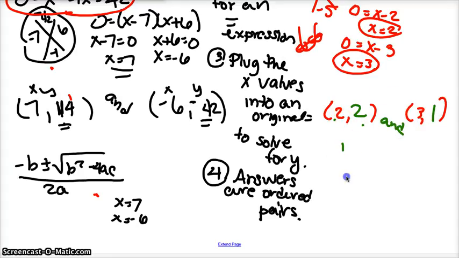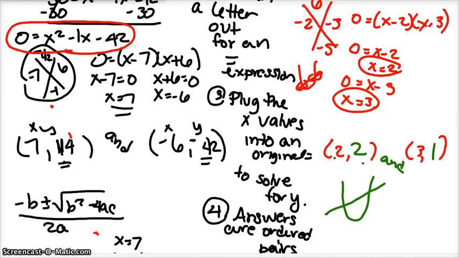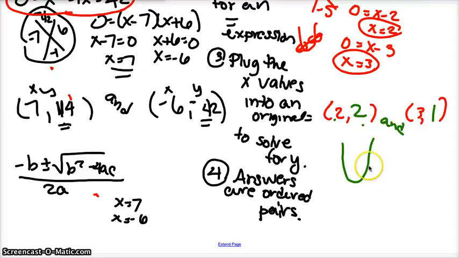So that means that when you take the U-shaped graph and when you take the line, which I think technically is going the other direction, but when we take the U-shape and when we take the line, they're crossing in two places. It's crossing at 2, 2 and at 3, 1.